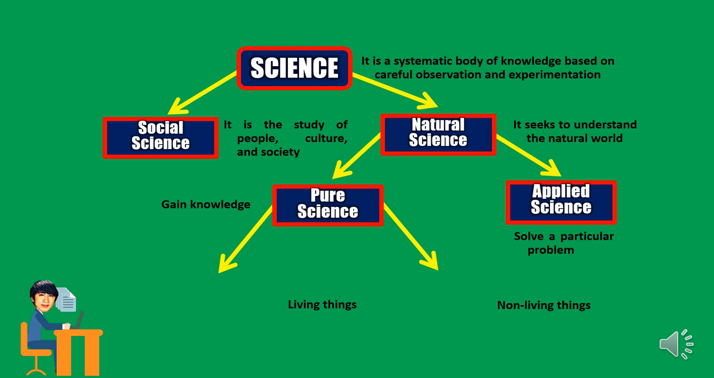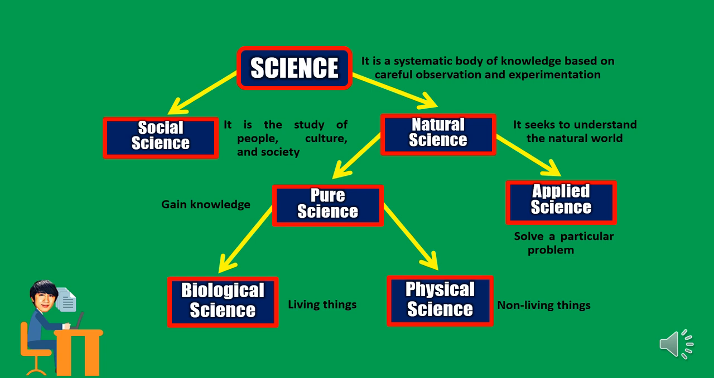Pure science has major branches, biological science and physical science. When we talk about biological science, this pertains to living things, while physical science refers to the study of non-living things or physical quantities.